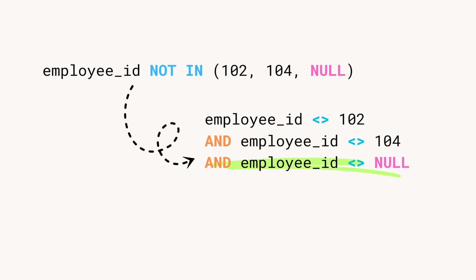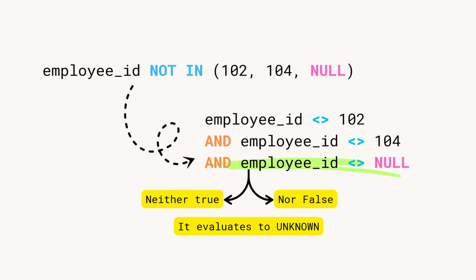Now here's the part that catches people off guard. Employee ID not equal to null doesn't evaluate to true and it doesn't evaluate to false either. It evaluates to unknown. You can't say a number is or isn't equal to something unknown. So SQL just can't answer that. And an AND chain with even one unknown in it and no false anywhere resolves to unknown overall, not true. A WHERE clause only keeps rows where the condition is true. Unknown doesn't count. So every single row gets filtered out, even the ones that clearly should have matched.